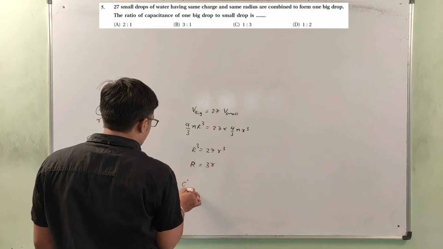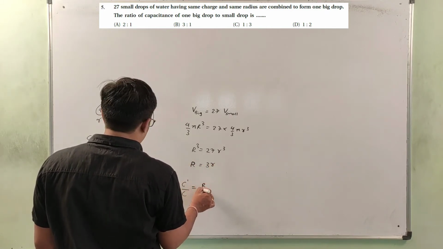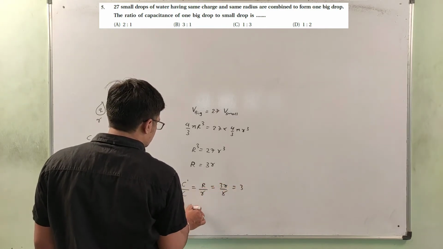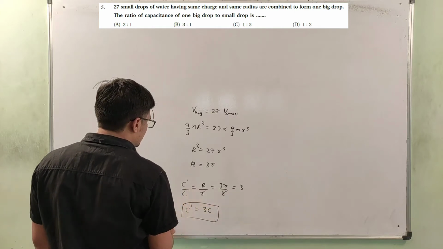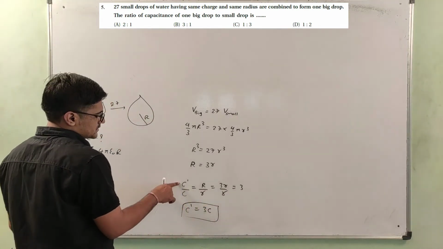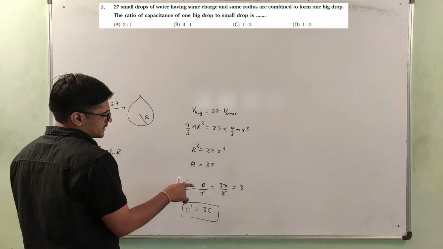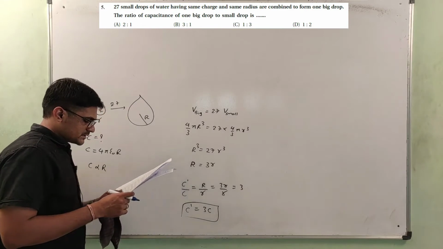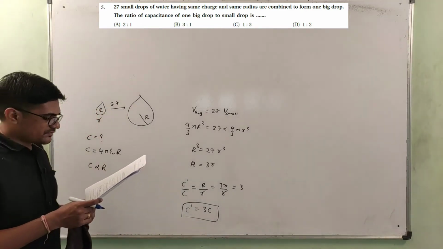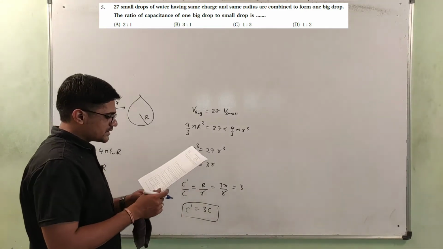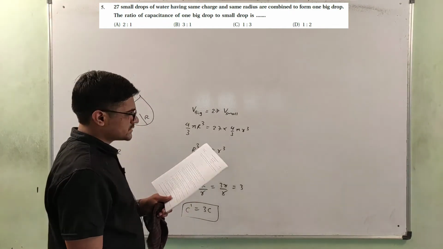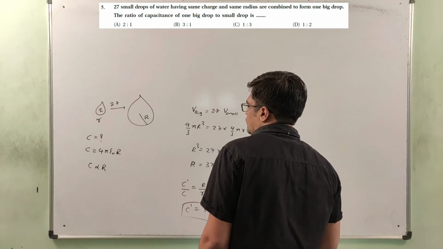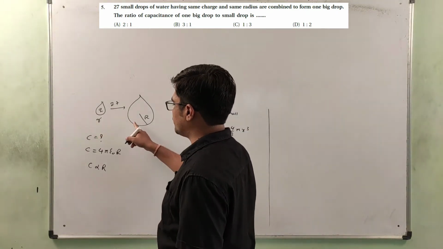So the capacitance C dash by C is equal to R by r. So R is equal to 3r by r, so that is equal to 3. So C dash is equal to 3C. Capacitance becomes 3 times. This is the capacitance of the bigger drop and this is the small drop. This is the radius of the bigger drop, this is the radius of the small drop. So capacitance becomes 3 times. The ratio of capacitance of big drop to small drop is 3:1. B is the answer.